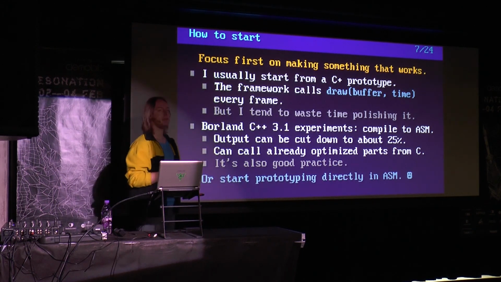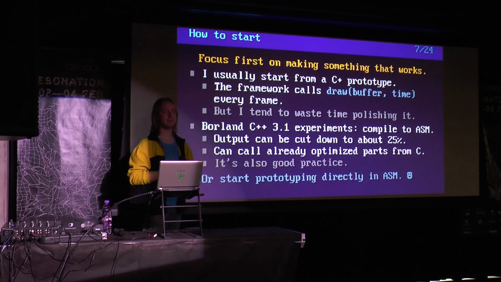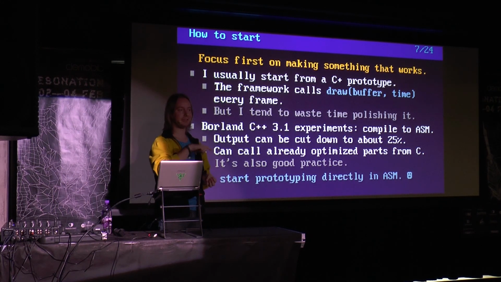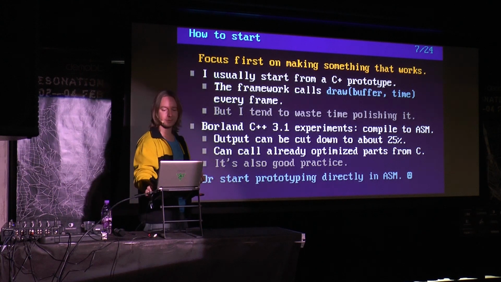Of course, when you have an idea that isn't really suitable for C, for example, it uses properties of certain instructions which have to be emulated in C, it's best to start in assembler directly.